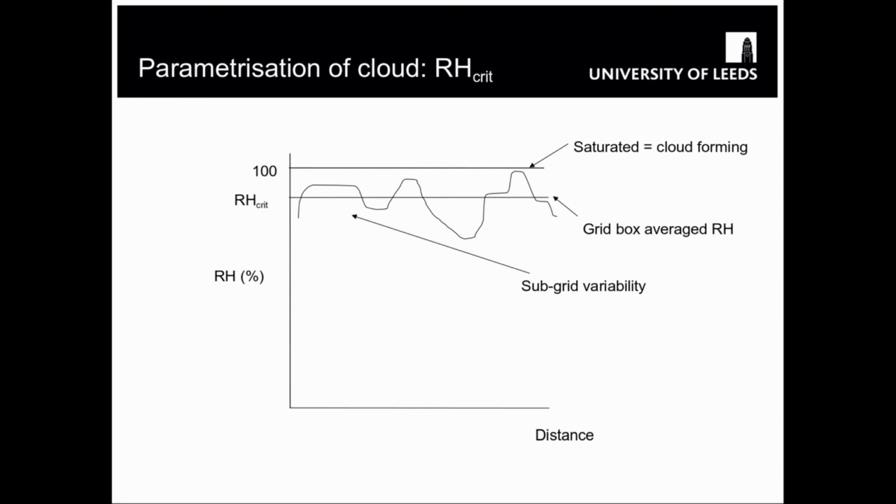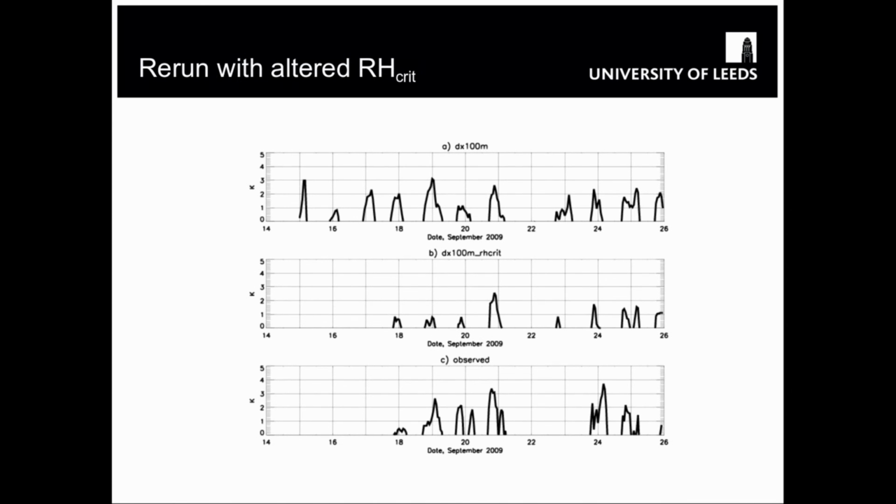And therefore, one of the things that we do in the model is, rather than setting the relative humidity at which we expect cloud to start forming to be 100%, we actually have this RH crit parameter, so this critical relative humidity value, which is slightly below 100%. And that's essentially to account for this subgrid variability. Okay. And that parameter was tuned for the 1.5 kilometer model, and it works quite well there. So we don't see any biases in the cloud cover in the 1.5 kilometer model.